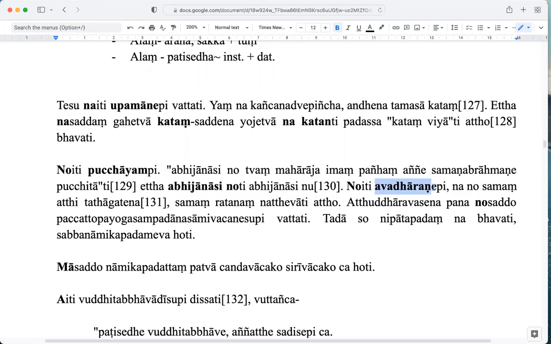So na no samam ratanam atthi tathagatena means, nati eva samam ratanam tathagatena. There is indeed, or certainly not, any other jewel similar to the Tathagata, similar to the Buddha, or equal to the Buddha. So, in this example, na no mi, nati eva. Eva is the meaning of the no. That is fine. So, no, we can find in the sense of avadharana. Avadharana means eva, limitation.